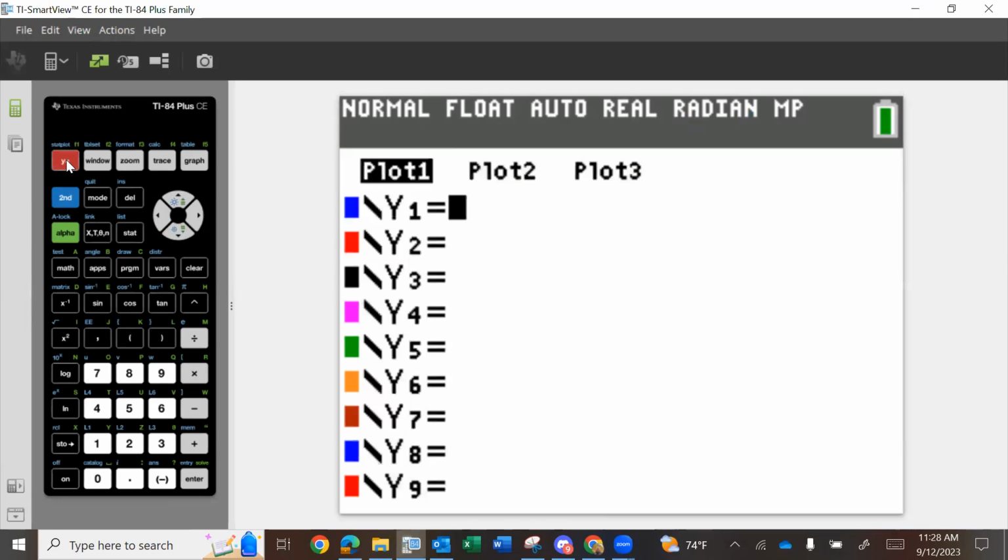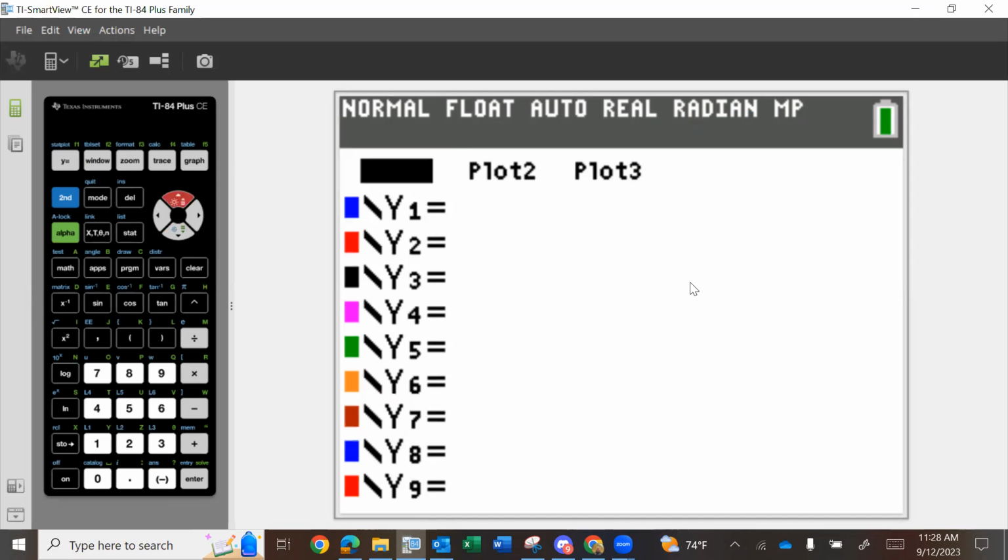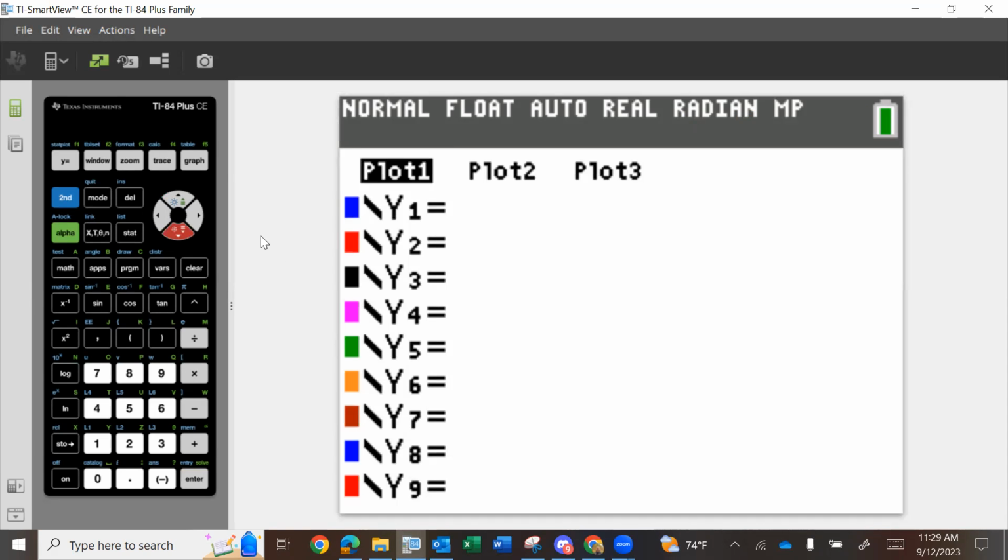You go to y equals. You make sure plot one is turned on. Mine already is. If it doesn't look like that, you go up to it with the arrow key, hit enter, turn it on, and then you can always turn it off with the enter key. It's like a toggle switch, like a light switch. By highlighting plot one, that tells the calculator that when I go to my graph, I want to see these points that I just put in, the L1 and L2.